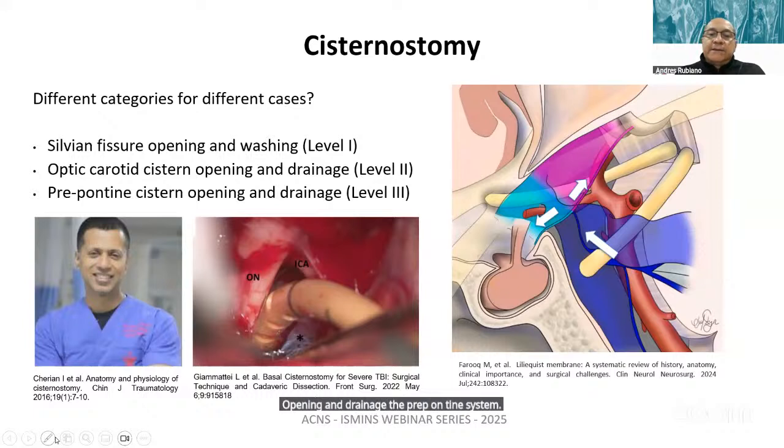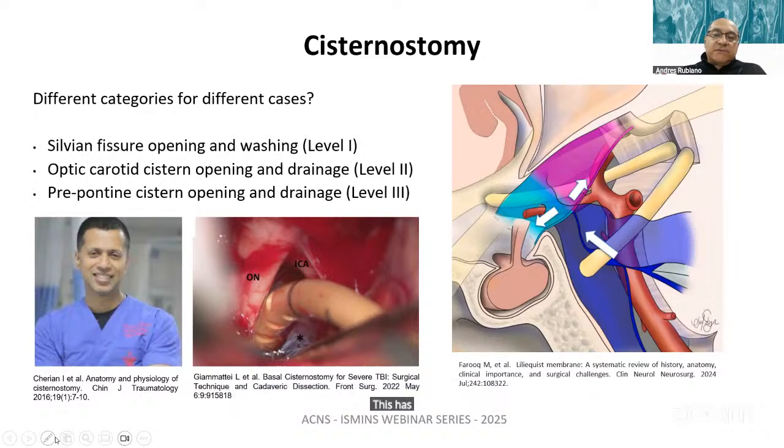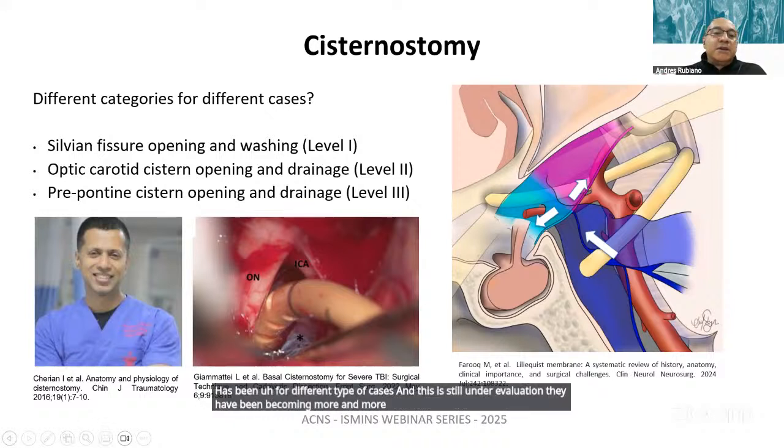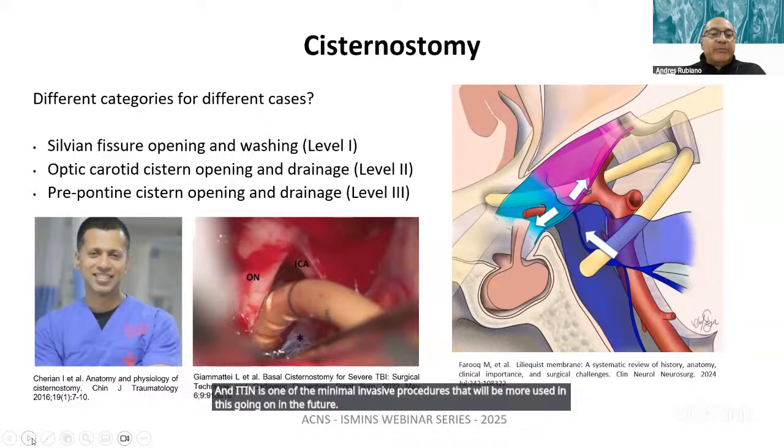So it seems like this technique is evolving, and in that evolutionary process, it has been tailored for different types of cases, and this is still under evaluation. There are more and more studies recently, and I think it's one of the minimally invasive procedures that will be more used at this moment and in the future for traumatic brain injury patients.